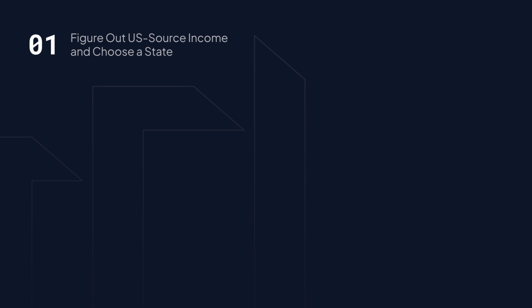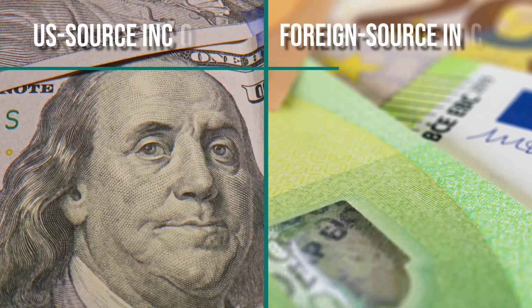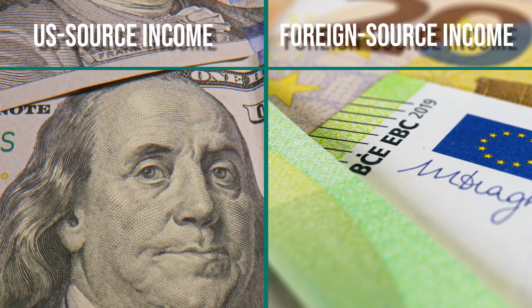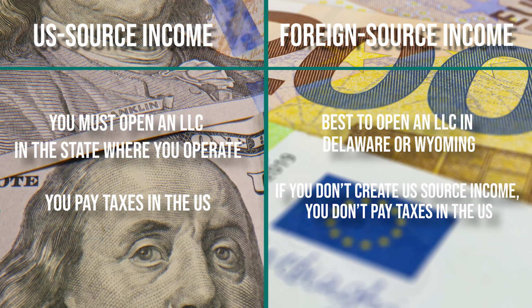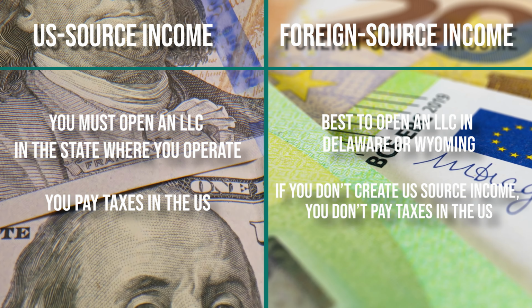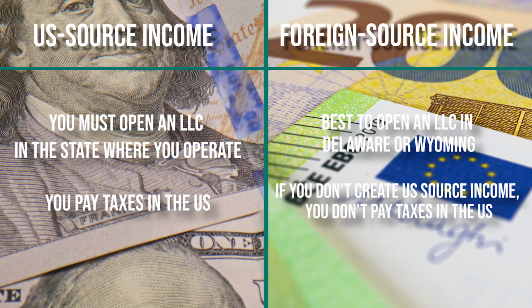Number 1, figure out US source income and choose a state. Now, first things first, before you do anything, you need to figure out whether your business has US source income or not. This is really important, as it will determine in which state you can open a company and whether you have to pay taxes in the US.